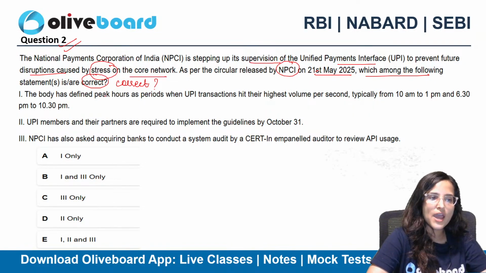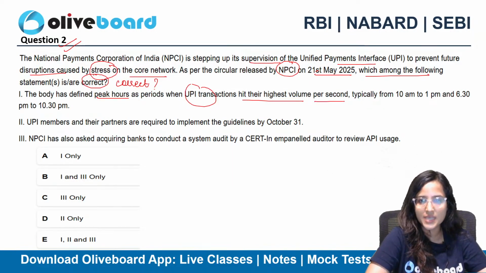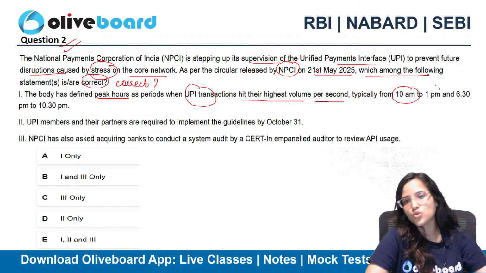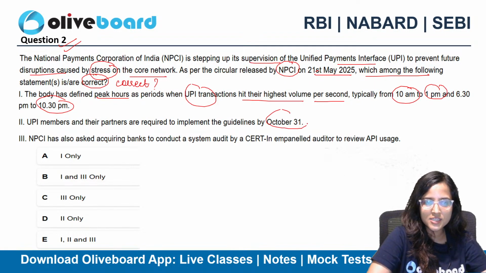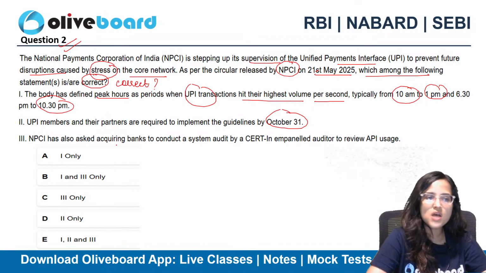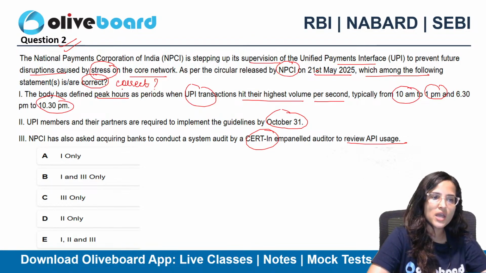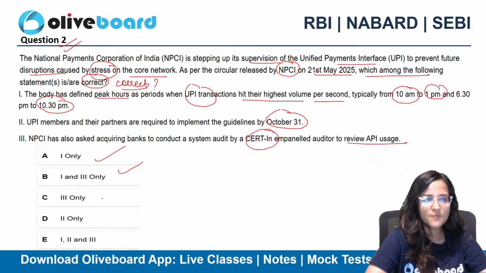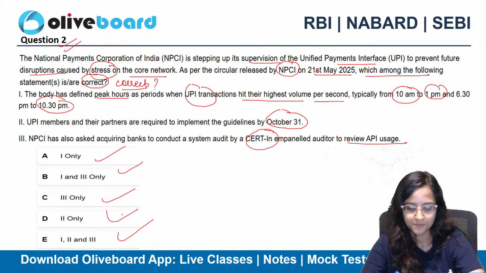The body has defined peak hours as periods when UPI transactions hit their highest volume per second, typically from 10 a.m. to 1 p.m. and 6:30 p.m. to 10:30 p.m. UPI members and their partners are required to implement the guidelines by October 31. And the third statement says that NPCI has also asked acquiring banks to conduct a system audit by a CERT-In empaneled auditor to review API usage. So which of the following are correct statements? 1 only, 1 and 3 only, 3 only, 2 only, or 1, 2 and 3? What is the correct answer?